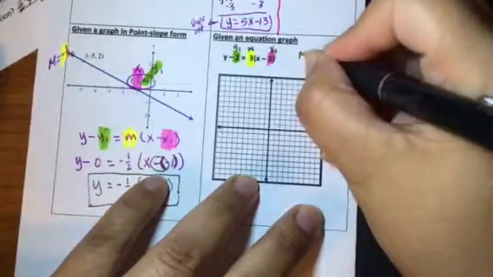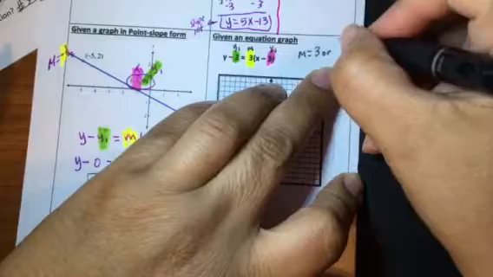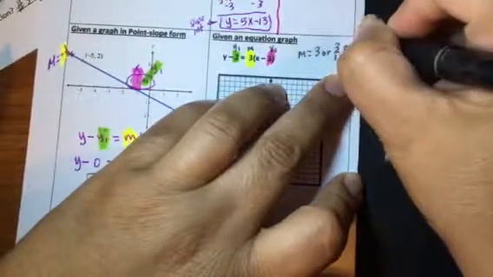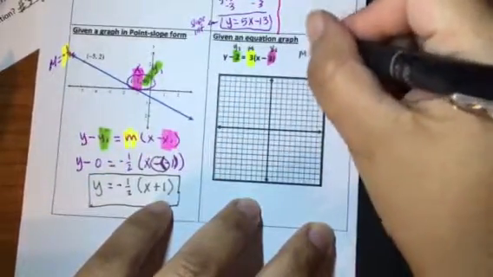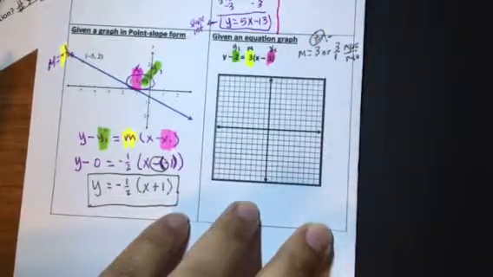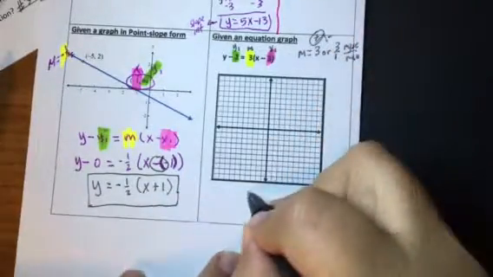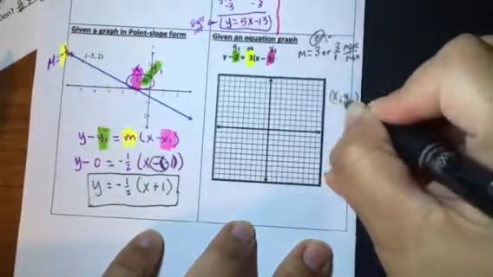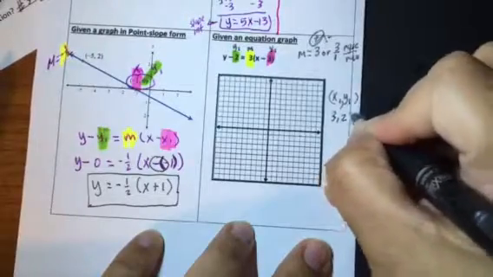So my slope is 3, and you can write your slope as a fraction, or you should write it as a fraction because you need it rise over run. And this is a positive slope, so we need it to go this direction. Now my ordered pair, remember when you write an ordered pair, it's always x1, y1. So it would be 3, 2.